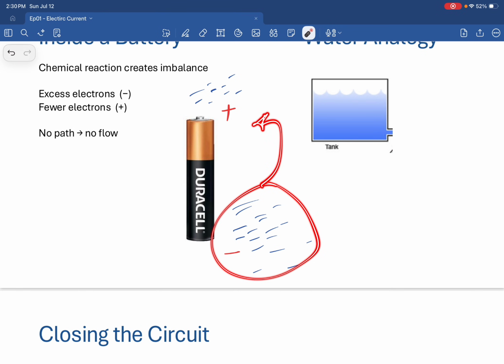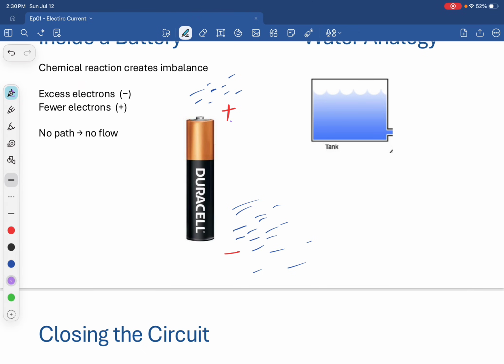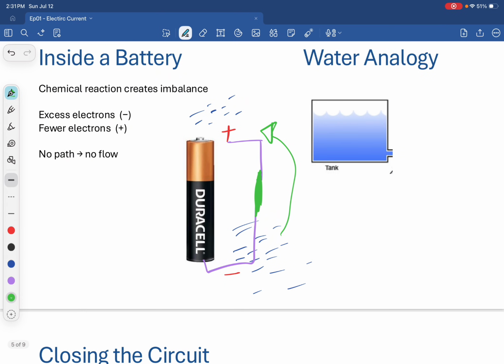So they want to go to this side. When you have a wire here, they can actually go through it, and the electrons can balance each other out. That's what electric current is basically.